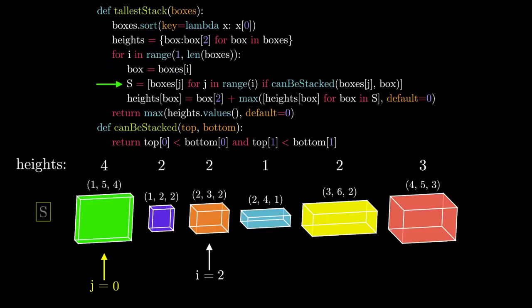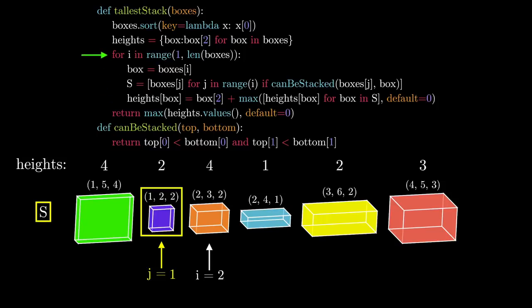Now we go through all the boxes before the orange box in our sorted list and find only one box that can be stacked on top of the orange box. Therefore, the answer to this subproblem for the tallest stack that can be created with the orange box as the base is the height of the orange box plus the height of the purple box, which ends up being 4.